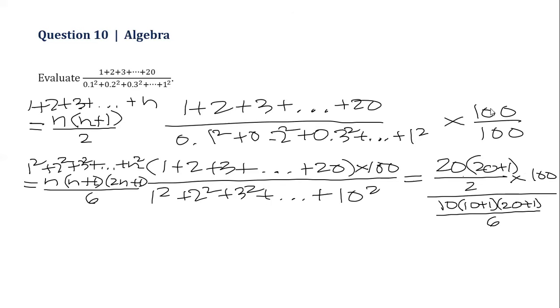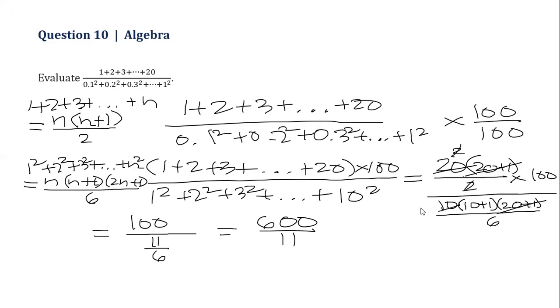Okay. So we can cancel this. And also this is just 2. And we can also cancel this. So we are left with 100 over 11 over 6. So we can bring 6 up. So this becomes 600 over 11.